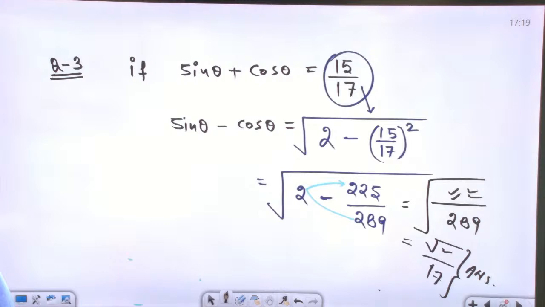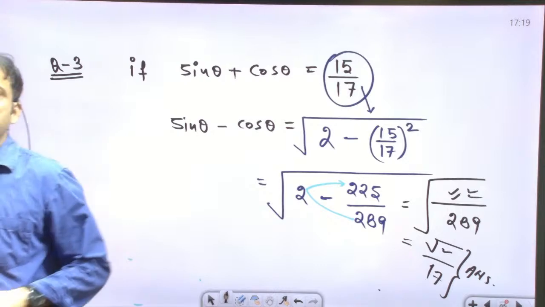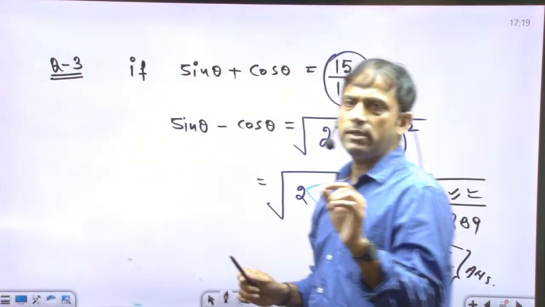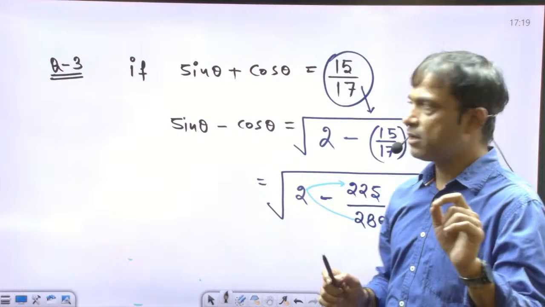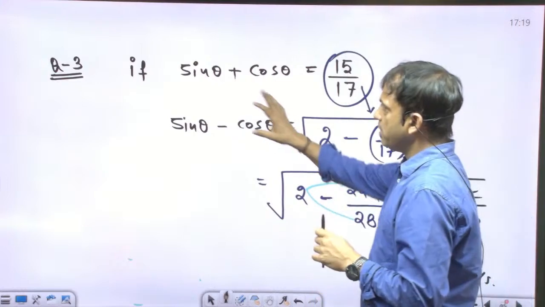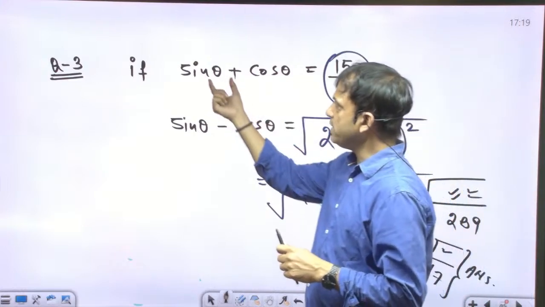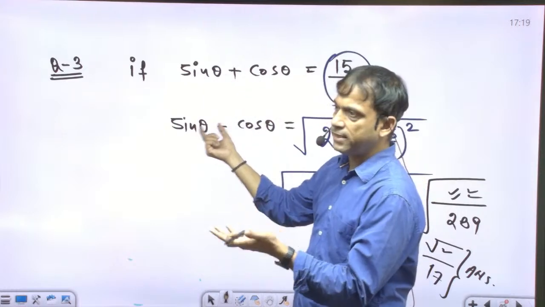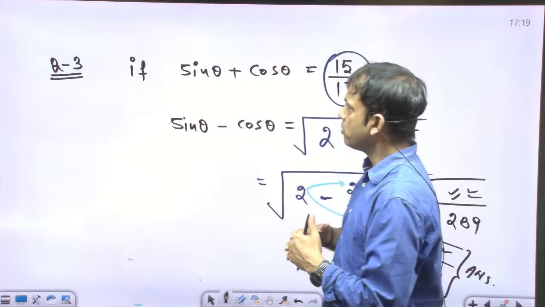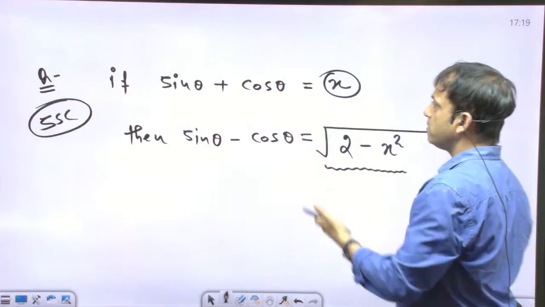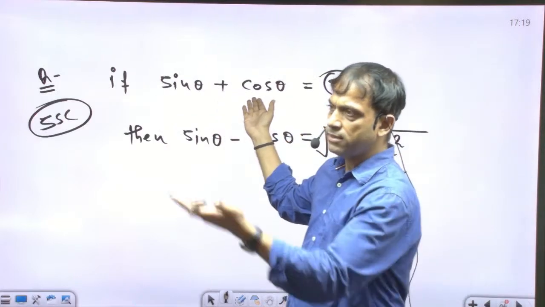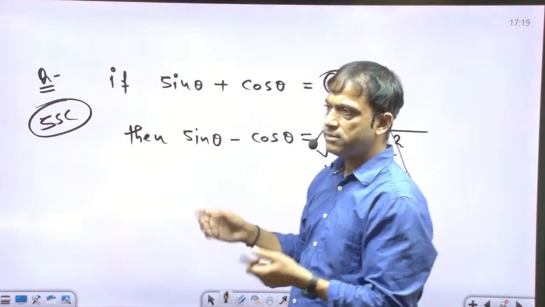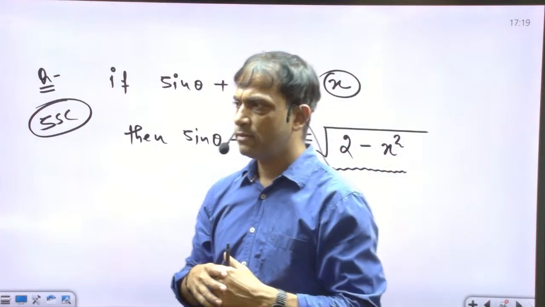This part is okay. Any confusion? Any argument? No. There is only one confusion and doubt. In all 3 questions, I am taking only sine theta cos theta, and the question is always sine theta minus cos theta. In question 2, it is sine theta cos theta, sine minus cos, simple sine, simple cos.